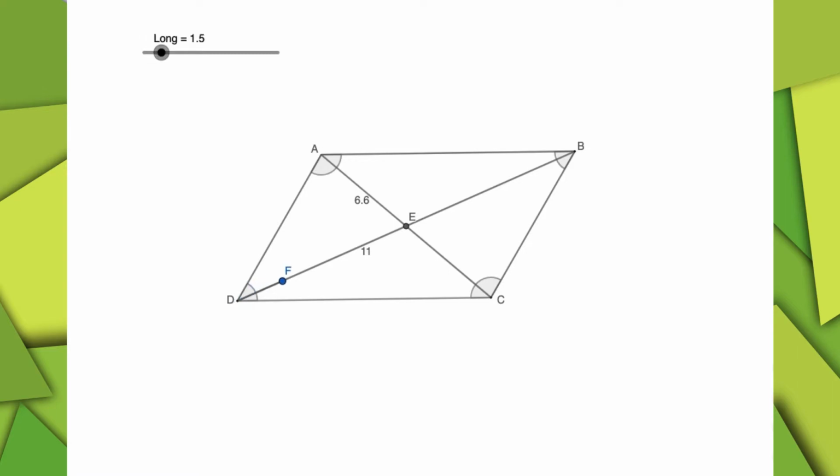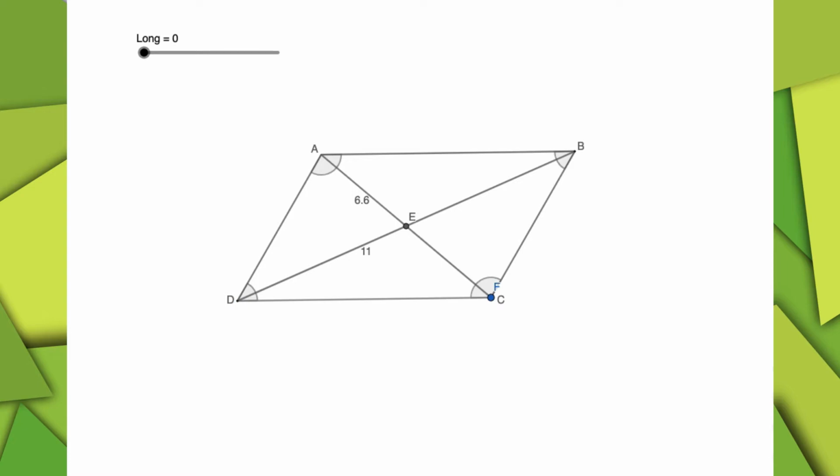And if I move point F from D to E, the length is 5.5, which is half of 11. And from E to B, another 5.5 will get me to 11. So we know that the diagonal DB is being halved by the shorter diagonal.